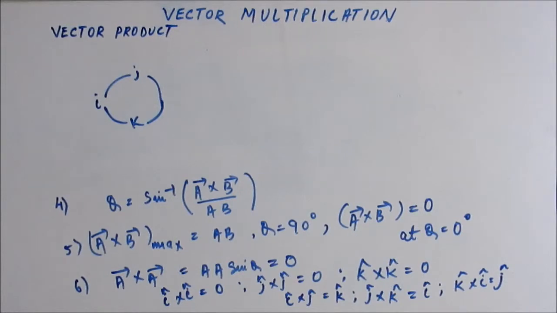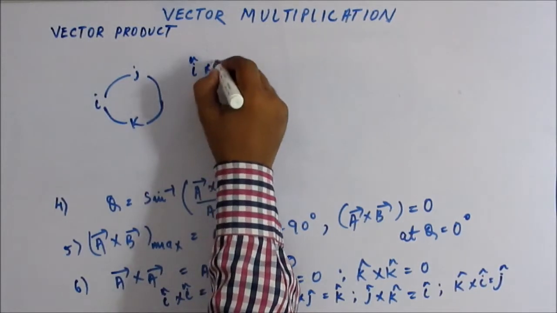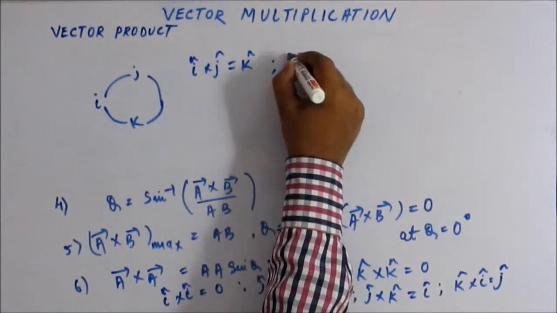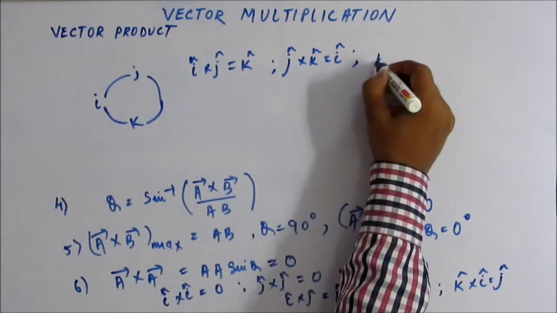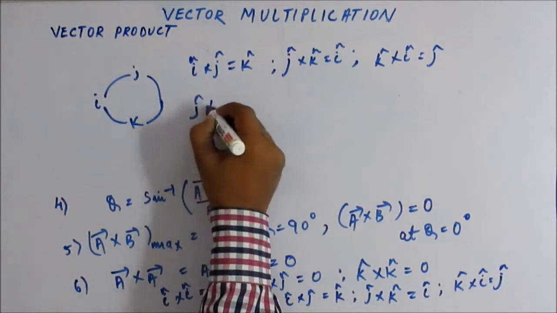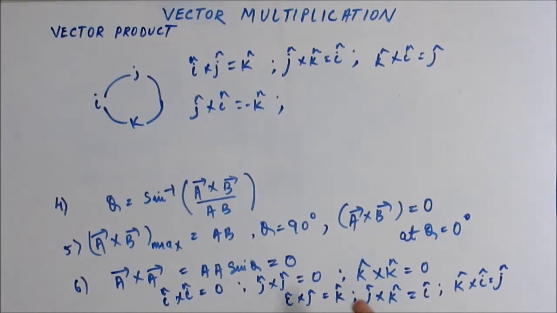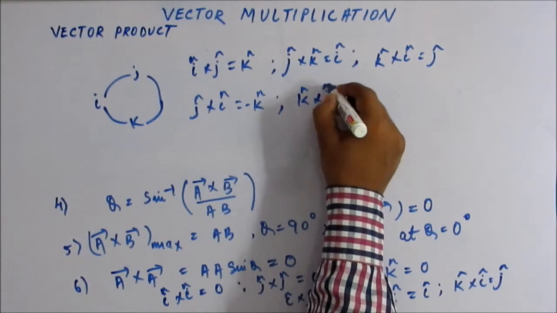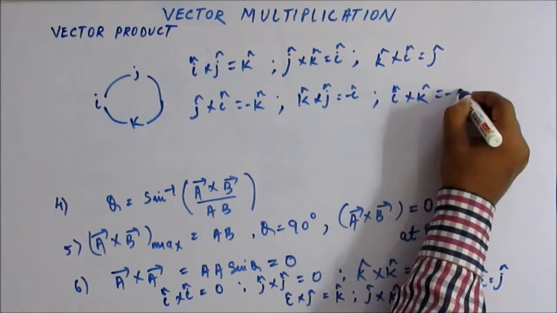So if you're just reversing the order, we have i cross j, we are going clockwise. If it is i cross j, it is k. j cross k is i. And k cross i is j. If you just reverse the order, j cross i, it will become minus k. If you make k cross j, it will be minus i, and i cross k will be equal to minus j.